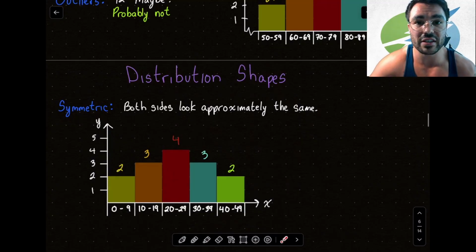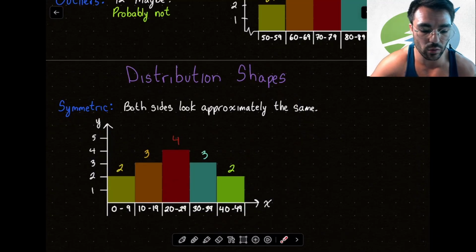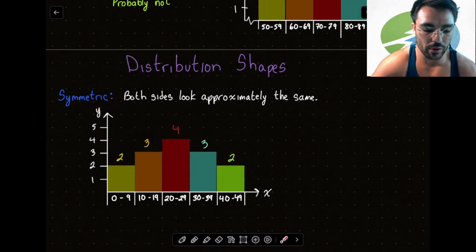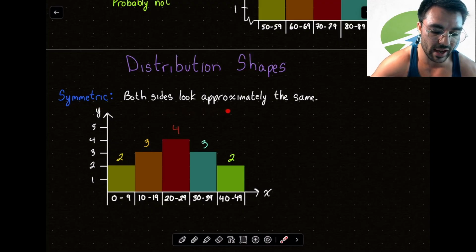All right, so there are different histogram shapes that we need to be aware of. Okay, we're going to talk about all of them. First is symmetric, when both sides look approximately the same. This is an example of a symmetric one.